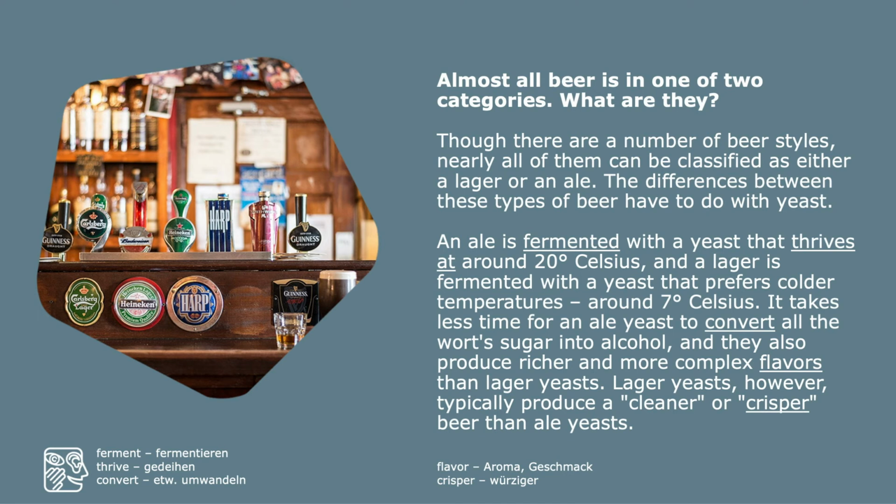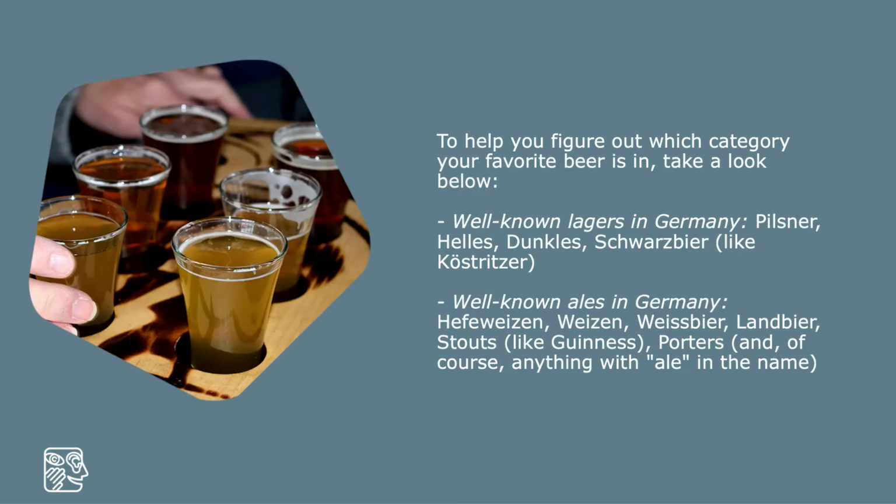It takes less time for an ale yeast to convert all the wort sugar into alcohol, and they also produce richer and more complex flavors than lager yeasts. Lager yeasts, however, typically produce a cleaner or crisper beer than ale yeasts. To help you figure out which category your favorite beer is in, take a look below. Well-known lagers in Germany: Pilsner, Helles, Dunkles, Schwarzbier like Köstritzer. Well-known ales in Germany: Hefeweizen, Weizen, Weissbier, Landbier, stouts like Guinness, porters, and of course anything with ale in the name.